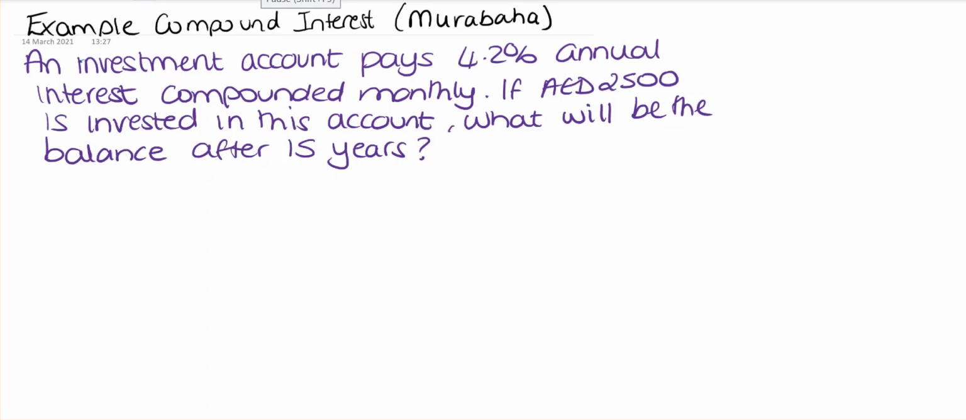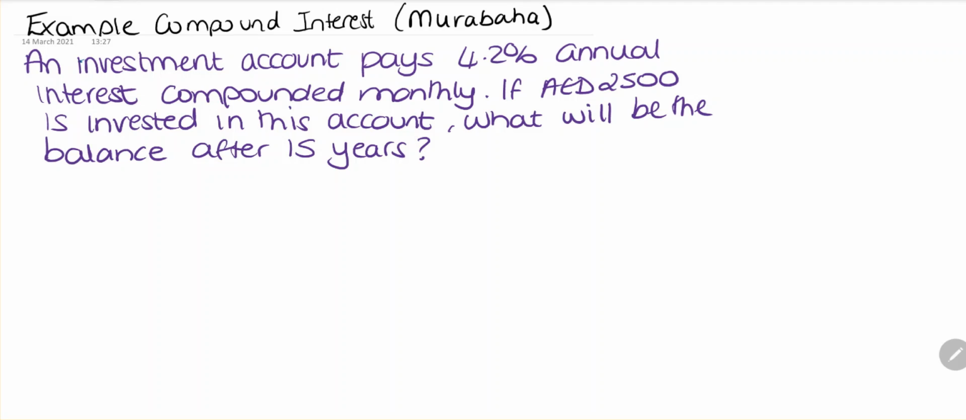So example 3, compound interest, Murabaha. An investment account pays 4.2% annual interest compounded monthly. If 2,500 dirhams is invested in this account, what will be the balance after 15 years? So we need to have a look at what information we're given.